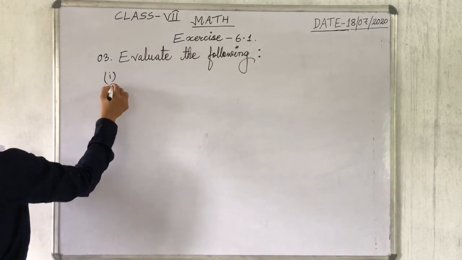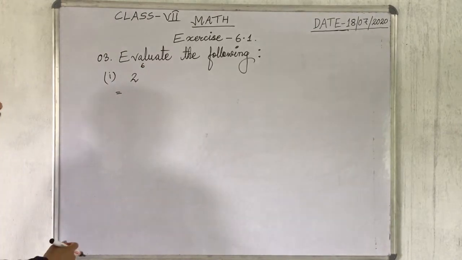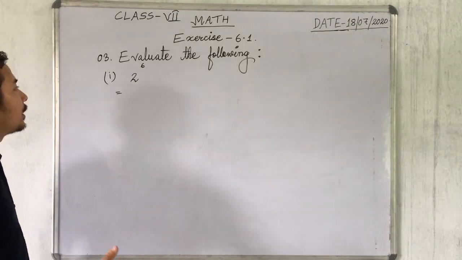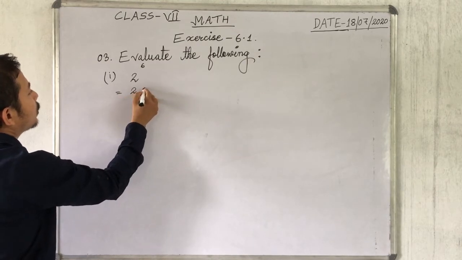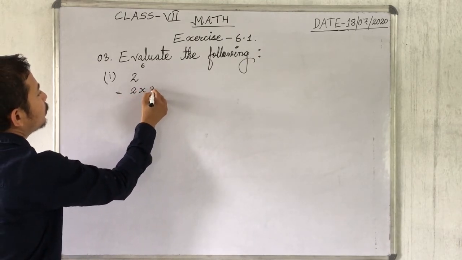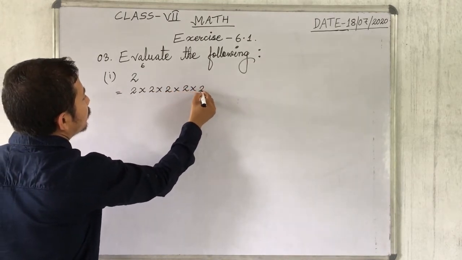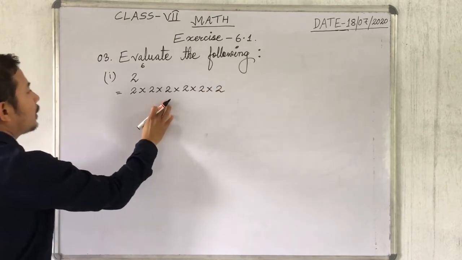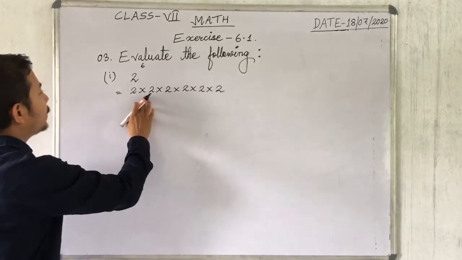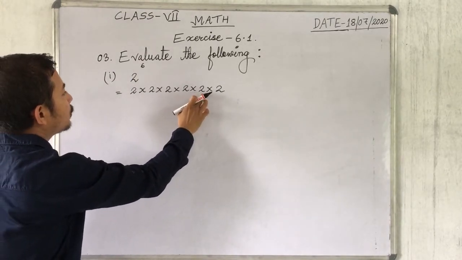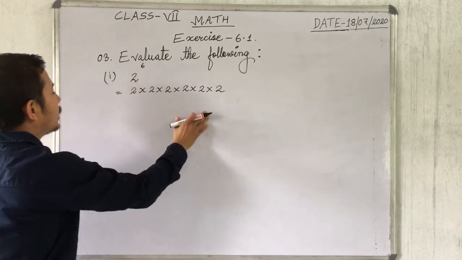In number 1, there is 2 to the power 6. 2 to the power 6 means 6 times multiplication of 2, so we can write 2 to the power 6 like this: 2 into 2 into 2 into 2 into 2 into 2. 6 times we have to multiply 2, because 2 to the power 6 means that, okay?